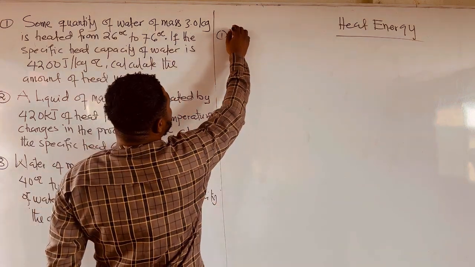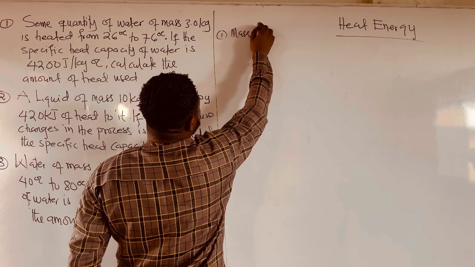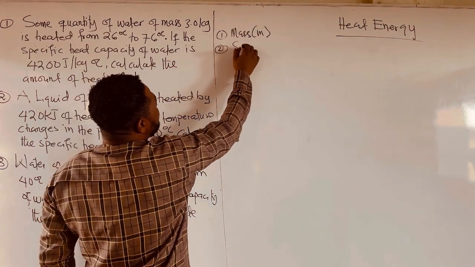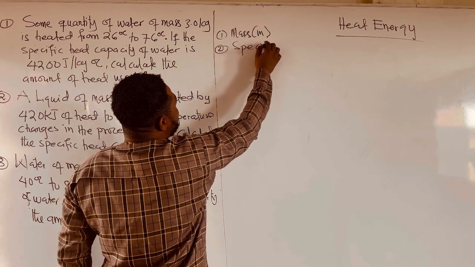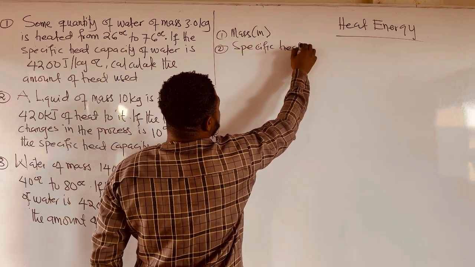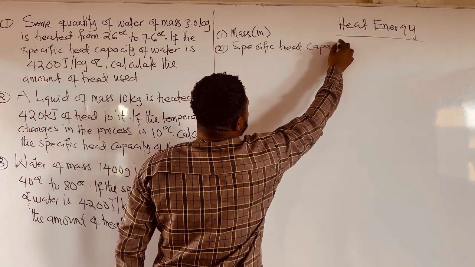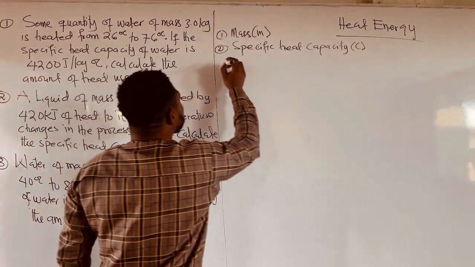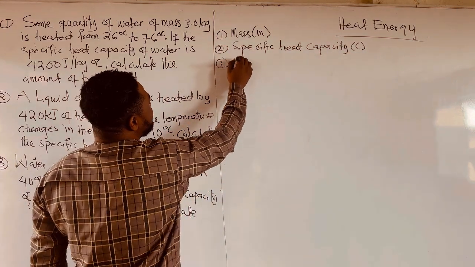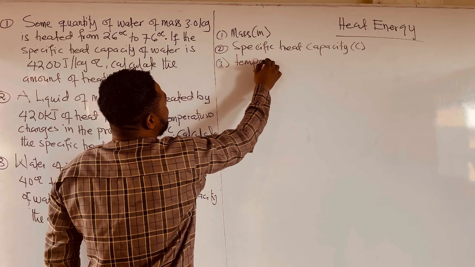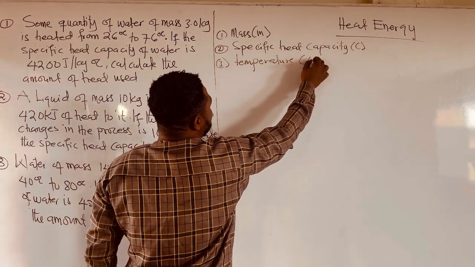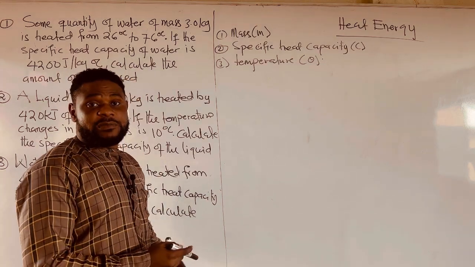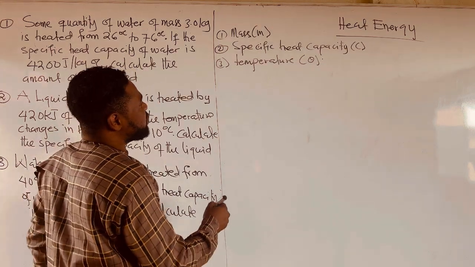Now, we have some factors that affect the quantity of heat possessed by a body. One of the factors is what? The mass of the body. The mass of the body must be taken into consideration. Factor number two, we also need to take our specific heat capacity into consideration. And number three, we also need to take the temperature of the body into consideration. So these are the factors that we can use to determine the quantity of heat possessed by a body.